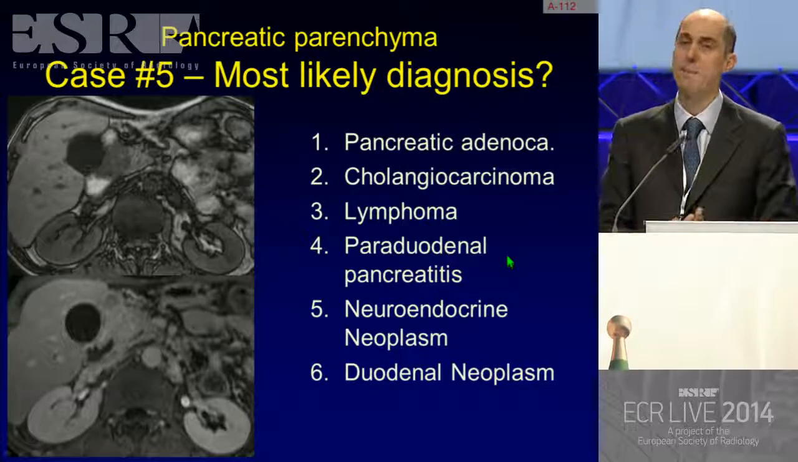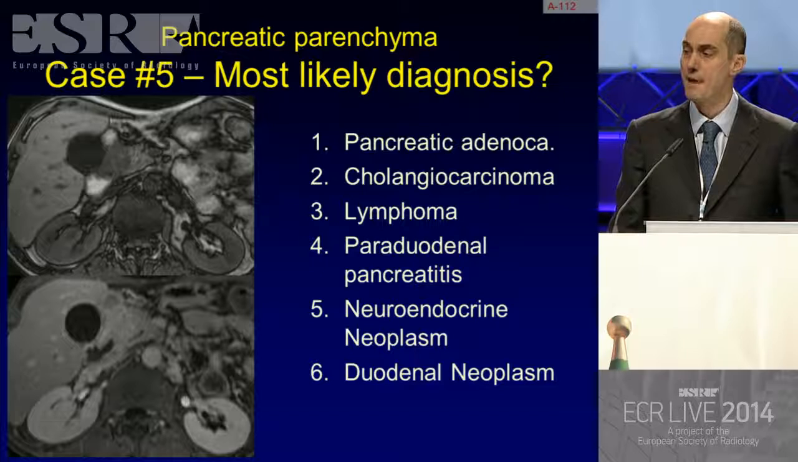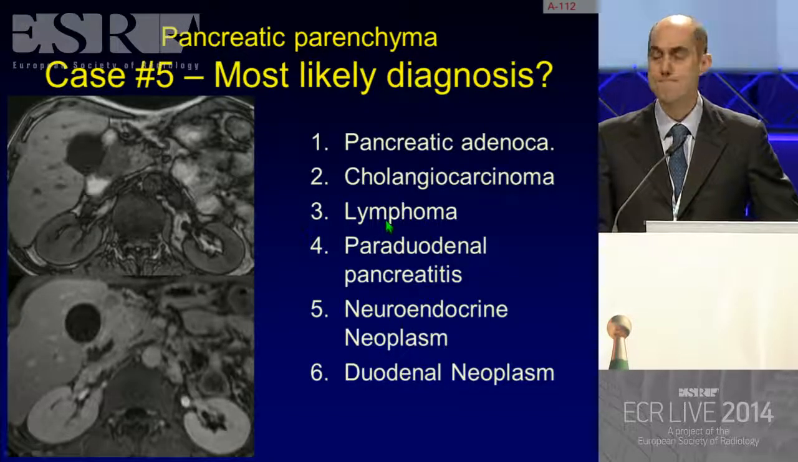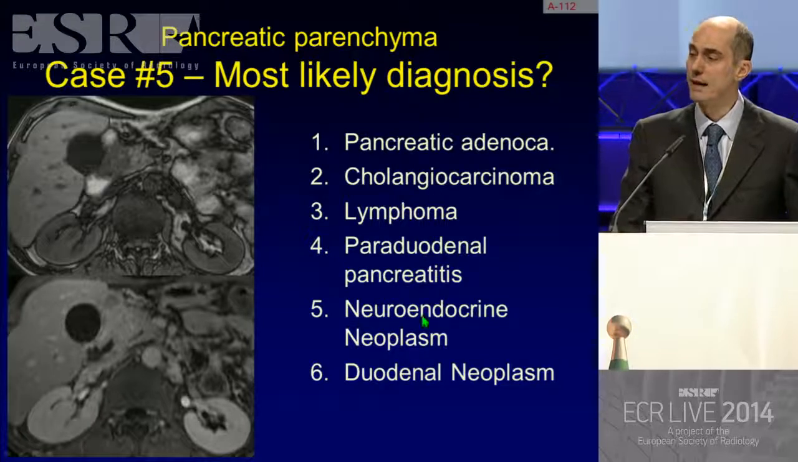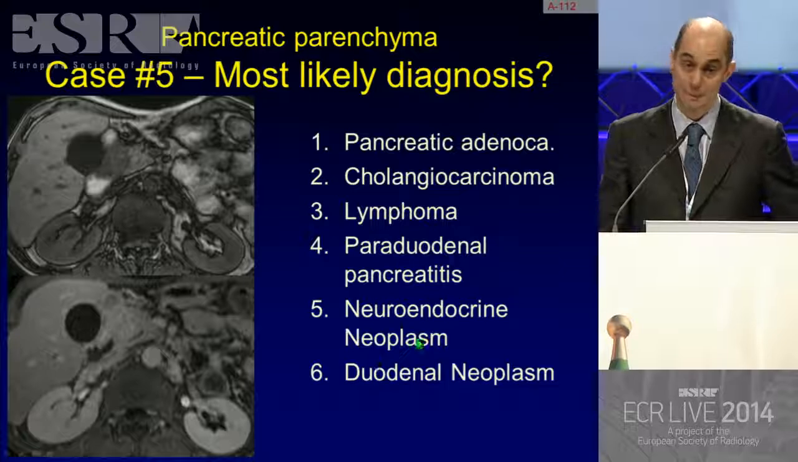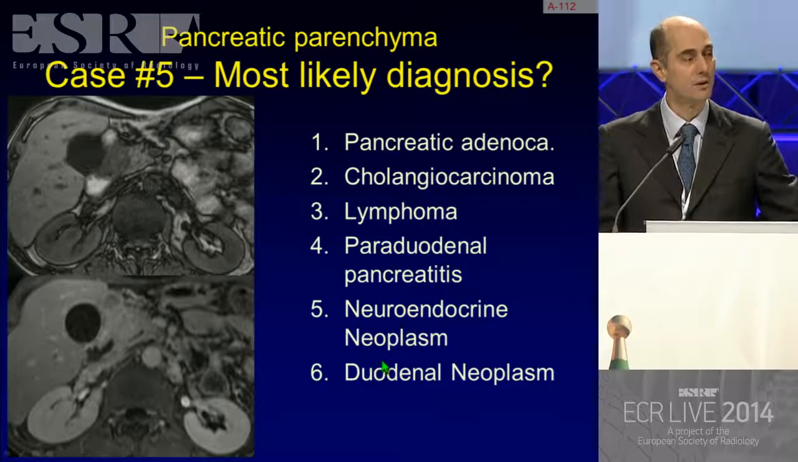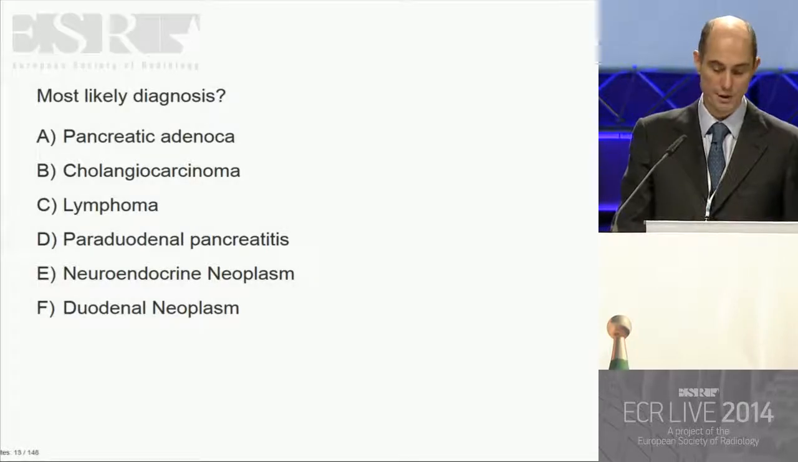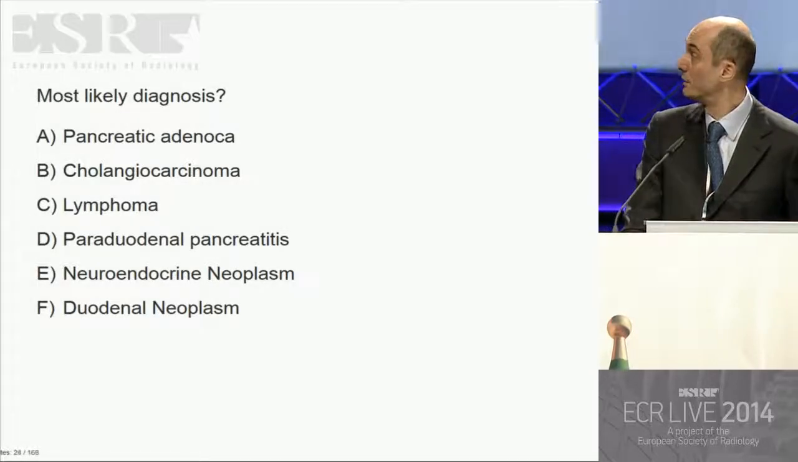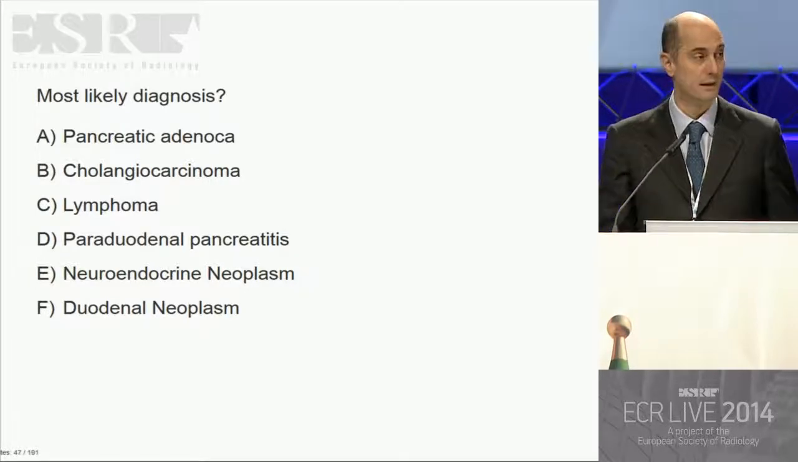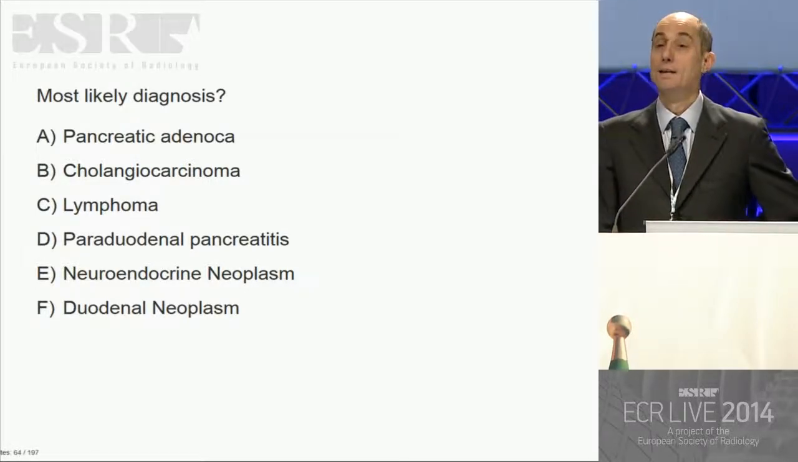Do you think it's a pancreatic adenocarcinoma? Do you think it's a cholangiocarcinoma? Do you think it's a lymphoma? Or a paraduodenal pancreatitis, neuroendocrine neoplasm, or duodenal neoplasm? So please, I would like to have your help, and vote, please. So pancreatic adenocarcinoma, cholangiocarcinoma, lymphoma, paraduodenal pancreatitis, neuroendocrine neoplasm, or duodenal neoplasm. Difficult case.